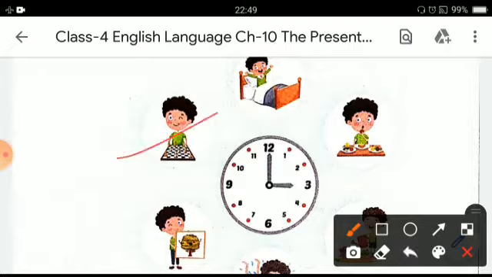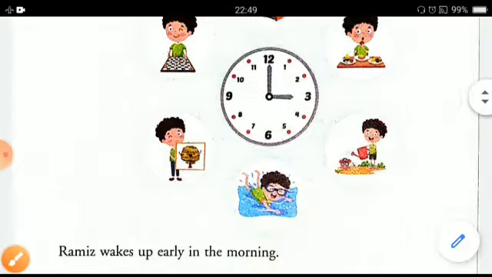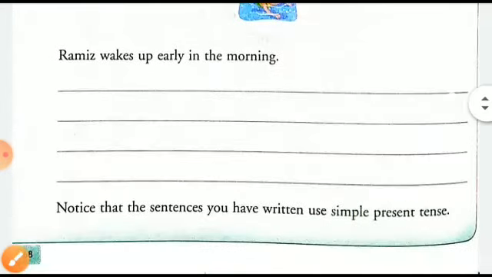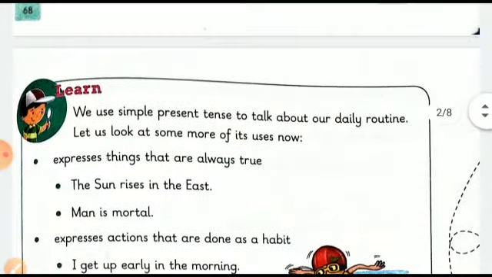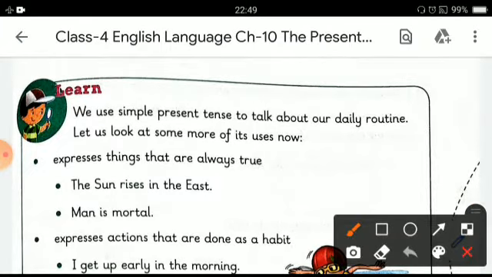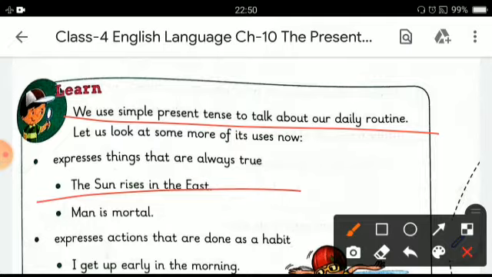So, here we have written the sentences in the simple present tense, that is by adding s or es to the verbs. So, all these sentences were in simple present tense. We use simple present tense to talk about our daily routine. Let us look at some more of its uses now. Look at the first example. This expresses things that are always true.